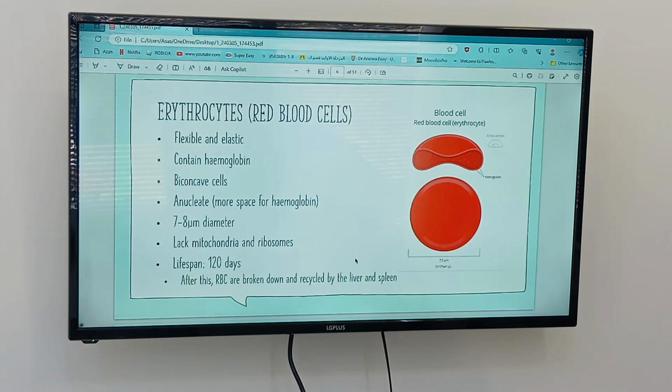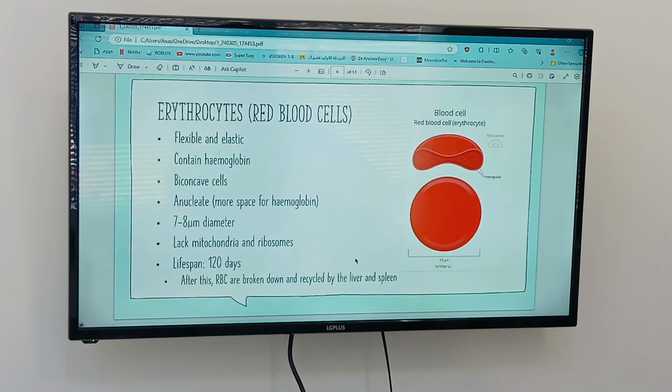So the shape of the RBCs is biconcave, and as I said, anucleate. They don't have a nucleus. Their size is 7 to 8 micrometers. They don't have mitochondria and ribosomes. Lifespan is 120 days. It's just 4 months only.